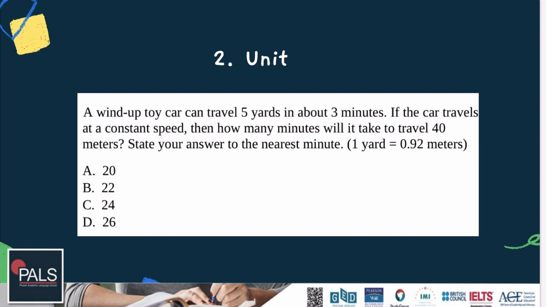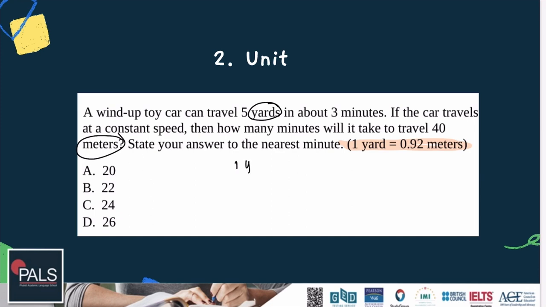So these questions. A car can travel 5 yards in about 3 minutes. If the car travels at a constant speed, then how many minutes will it take to travel 40 meters? State your answer to the nearest minute. They give you 1 yard equal to 0.92 meter. They give you different units, right? Yard and meter. So you need to convert. For this question, it's easier if we convert yard to meter, right? So we use the proportions method.